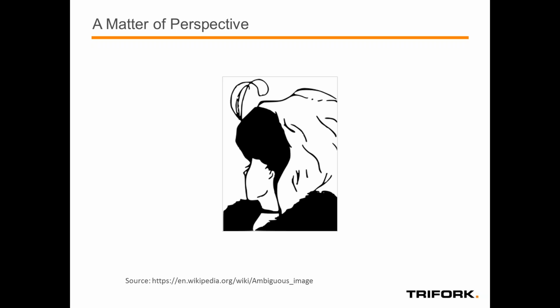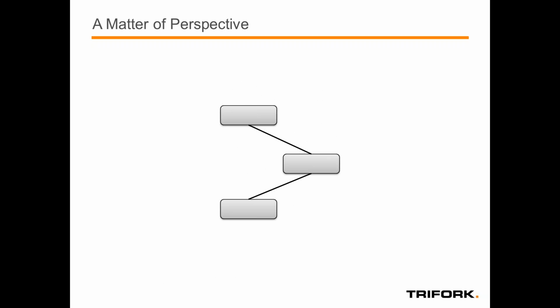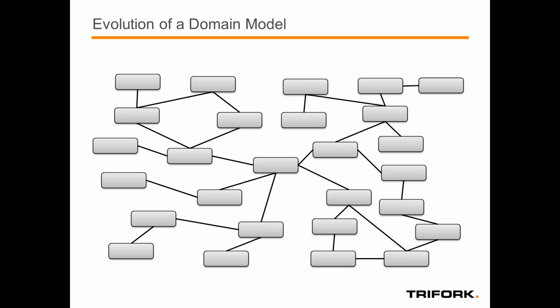But this also happens in the domain model. Different people will see different important aspects, and there's different ways to look at your model. And what then happens in a domain model is that it becomes really complex. There's a lot of different aspects involved in this domain model, and everything relates to everything in the end.